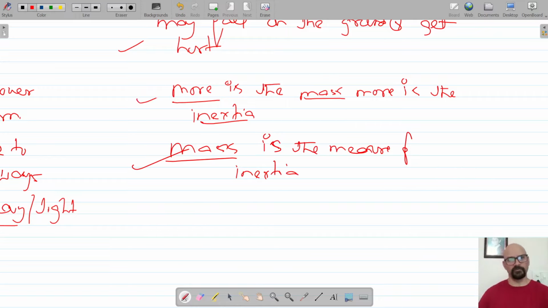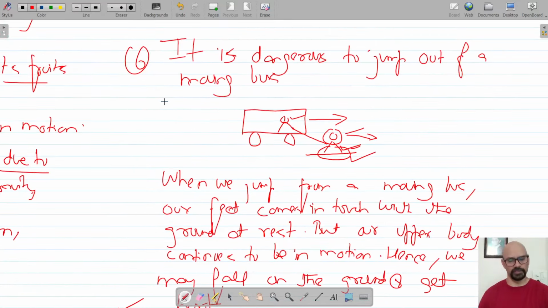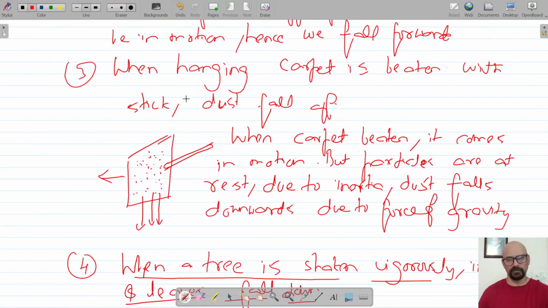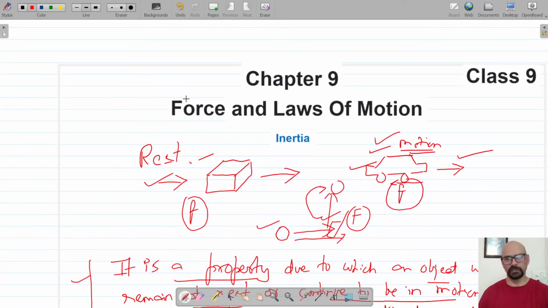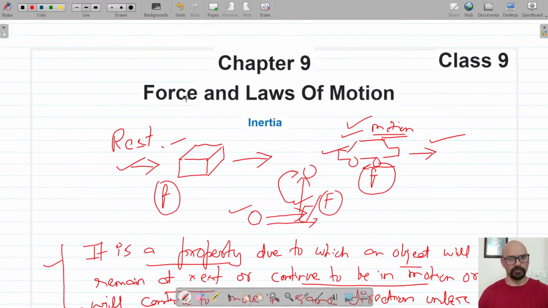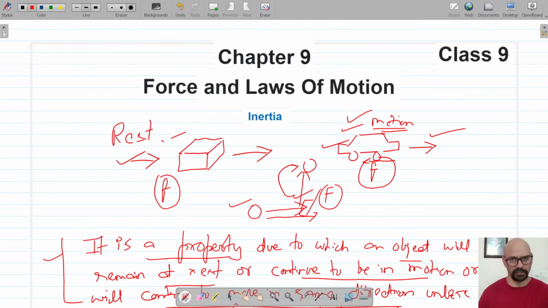Okay, so mass is the measure of inertia. The more the mass, the more the inertia. And with this, we are done with today's topic of inertia and its types. Let's move on to the next topic.